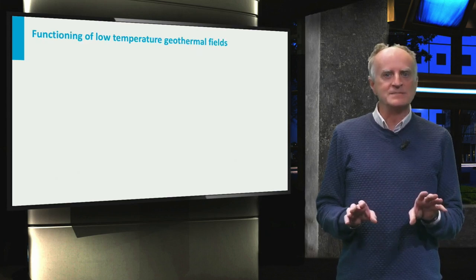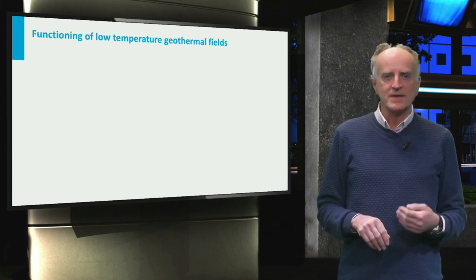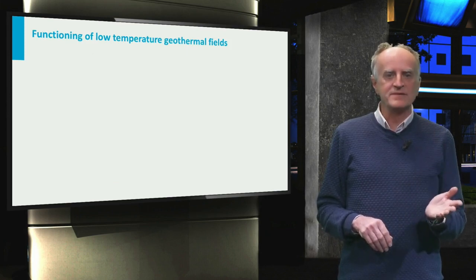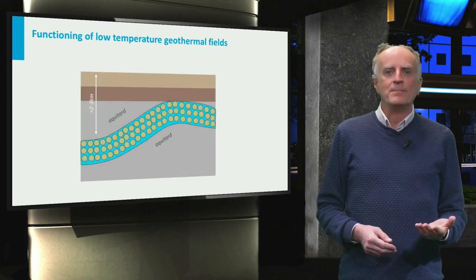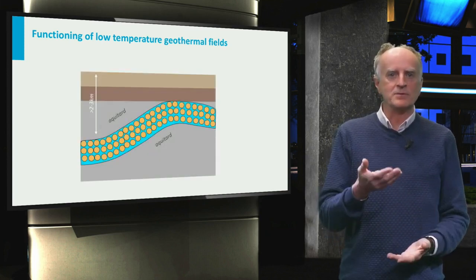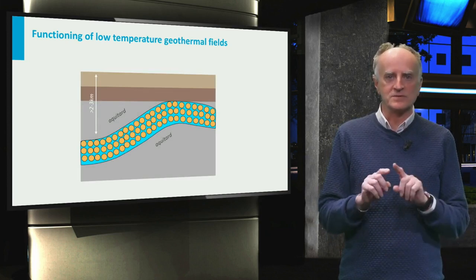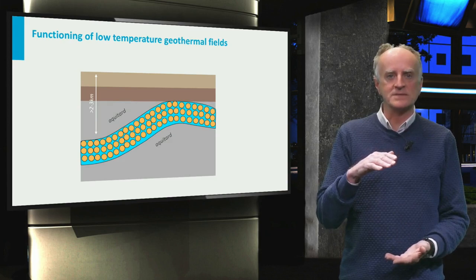Let us see now in some more detail how low temperature geothermal systems work. Note that this is quite different from hydrocarbon systems. The first key component is a layer of permeable rocks bounded by less permeable lithologies. We call the first ones aquifers and the second aquitards or cap rocks.